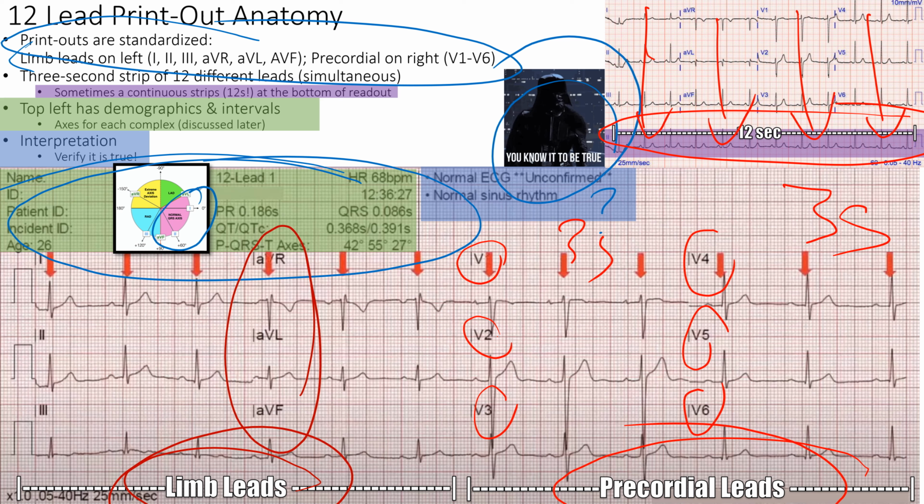Okay, so these are our limb leads, and they cut the heart in half, right? If you put a heart right here, they cut it in half. They're looking at the inferior portion of the heart, or the lateral portion of the heart. They don't look through the heart like our precordial leads do, which is nice, or not nice, but it's just another way to look at the heart.